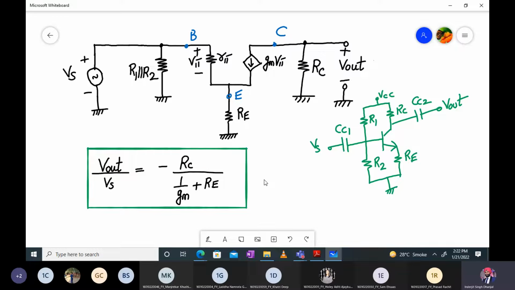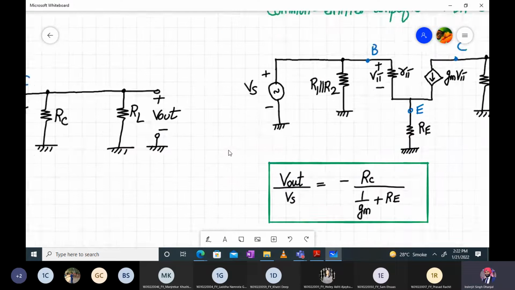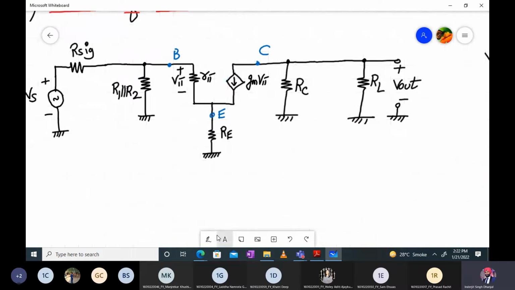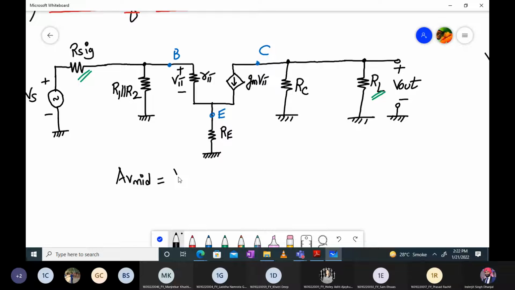Now what we have to do is, according to our circuit, tune this. What do we have earlier in this circuit? We have RL extra over here, and we have RSig into the picture which is extra. So how do we proceed? How do we write the formula? If I write AV mid, what should be the formula? Voltage gain, V out divided by Vs. Fine. And between V out and Vs, as an intermediate, we can define a voltage V in over here.